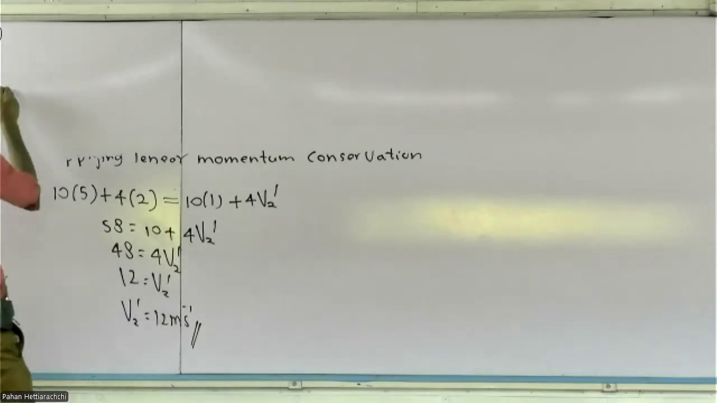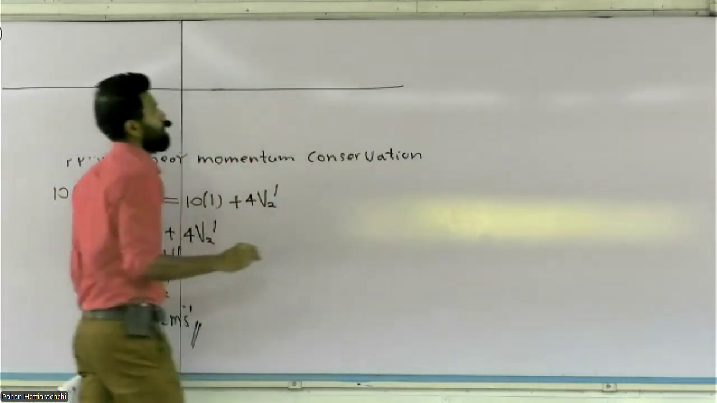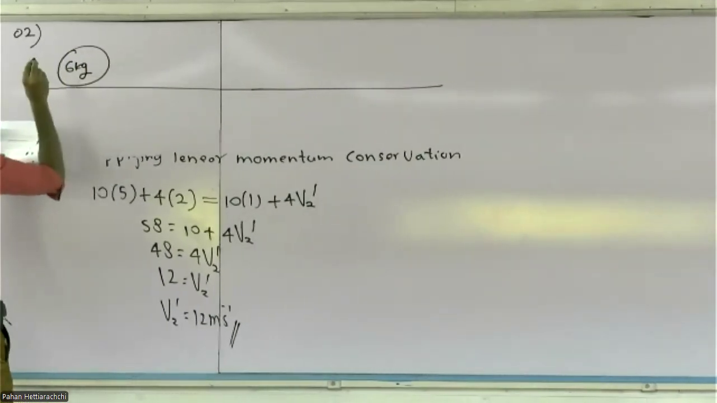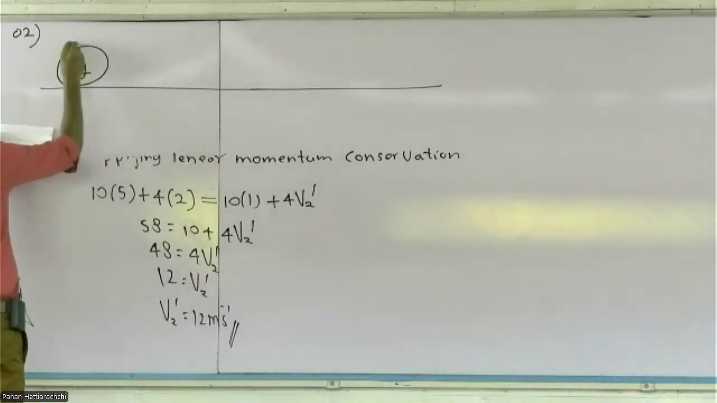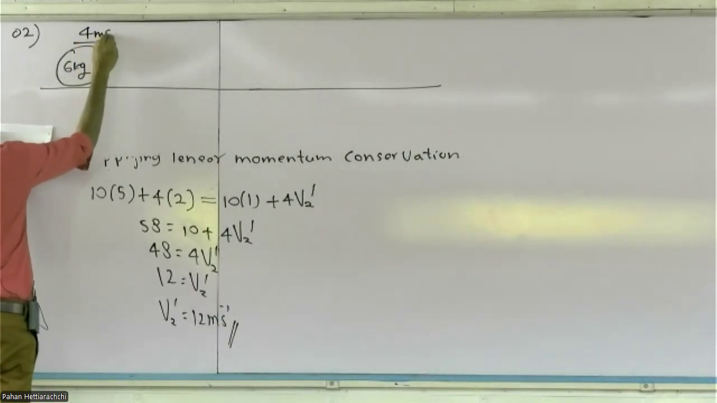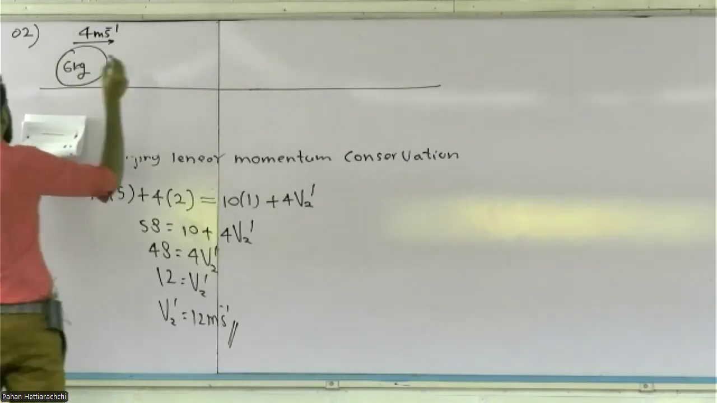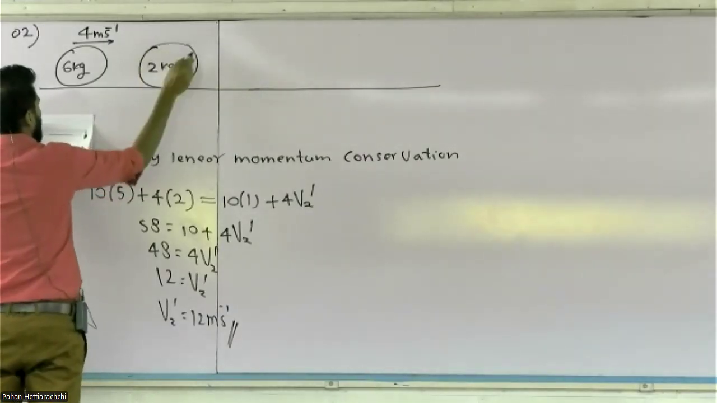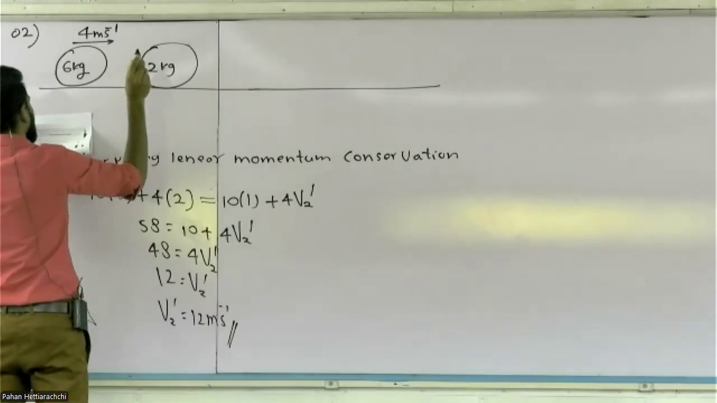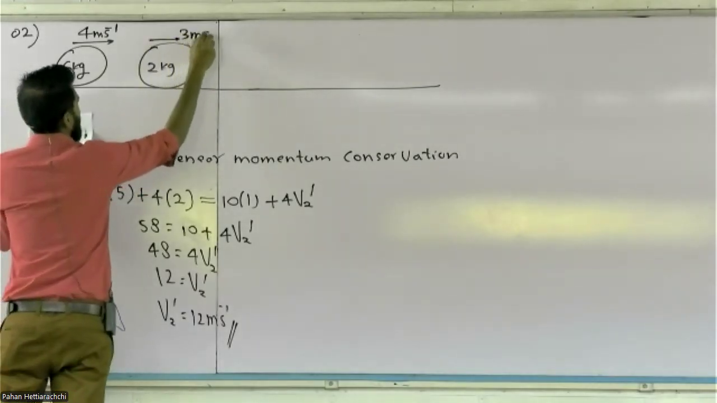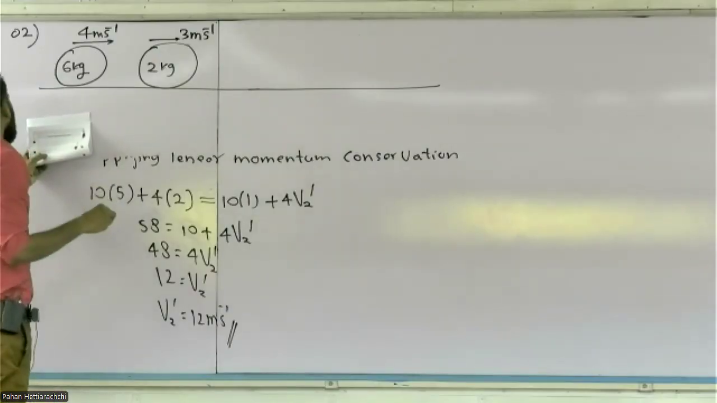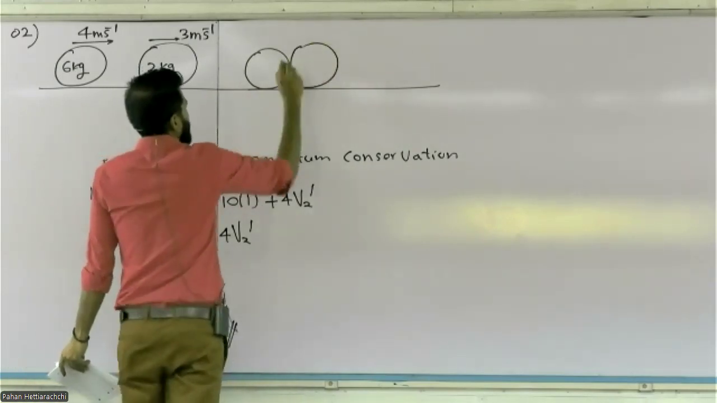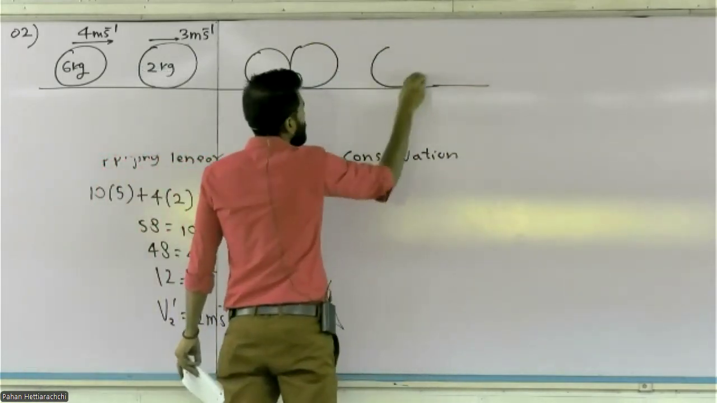A body of mass 6 kg, second question, moves on a smooth horizontal surface with a velocity of 4 meters per second. And another body of mass 2 kg is moving in the same direction with a velocity of 3 meters per second. They collide with each other. After the collision, they will start to move with new velocities.